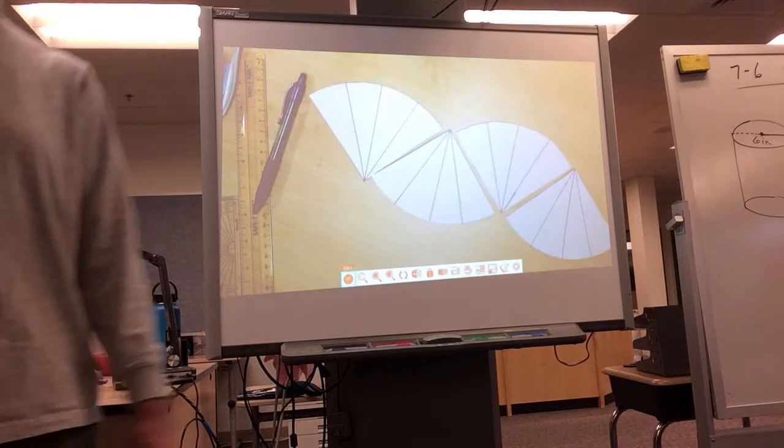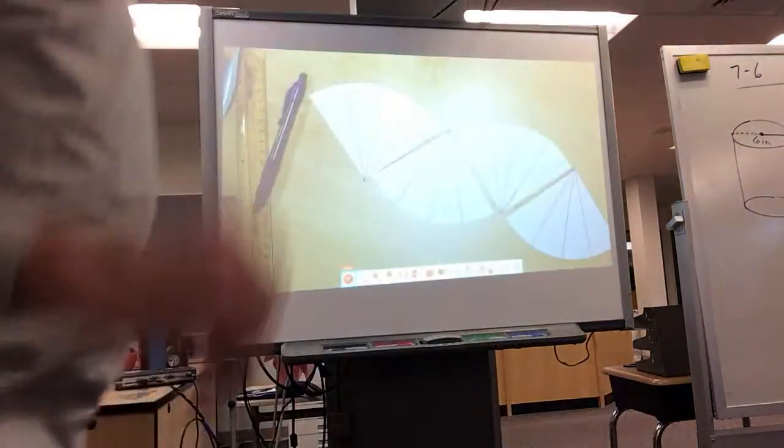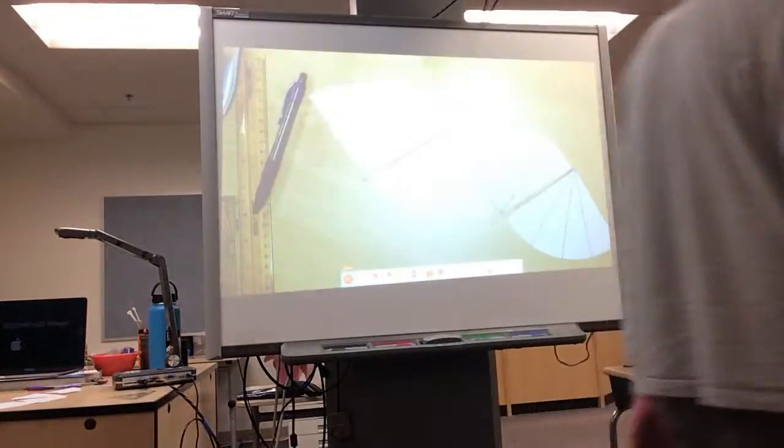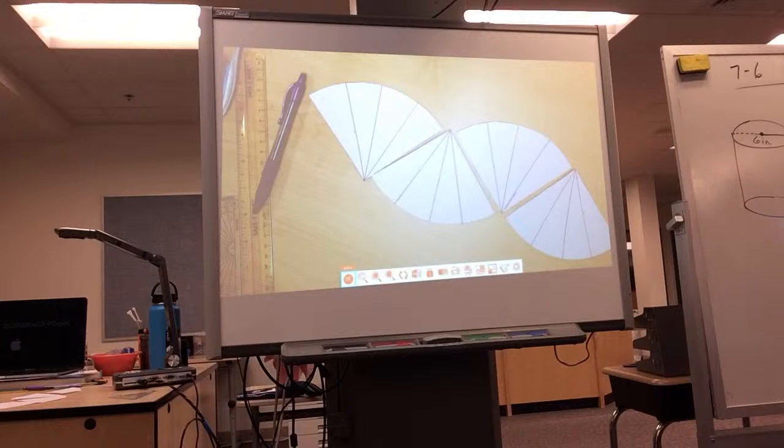Are you cutting them out into 4 equal sectors? Yes. Quarters, yes? Yes. Quarters. Ooh, they look like mini fans. They do, that's what we're building today.